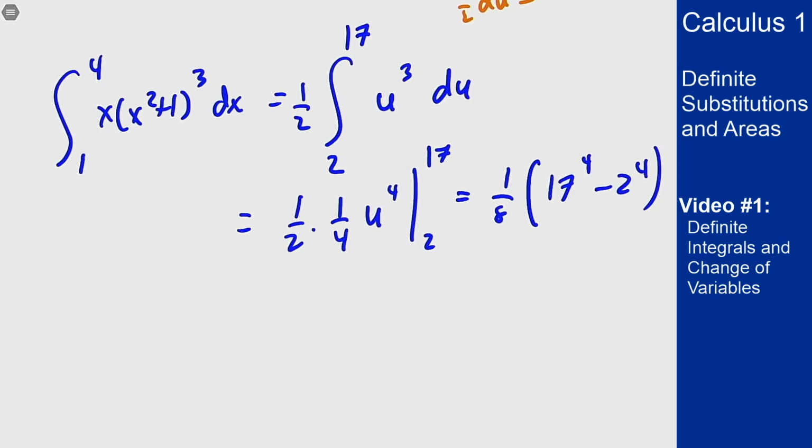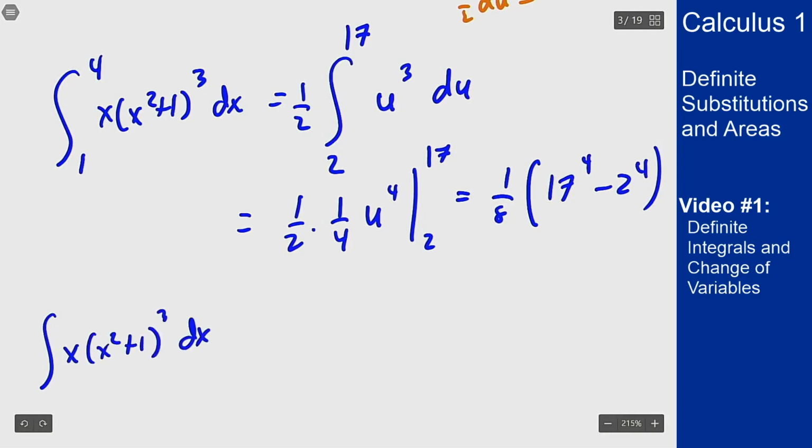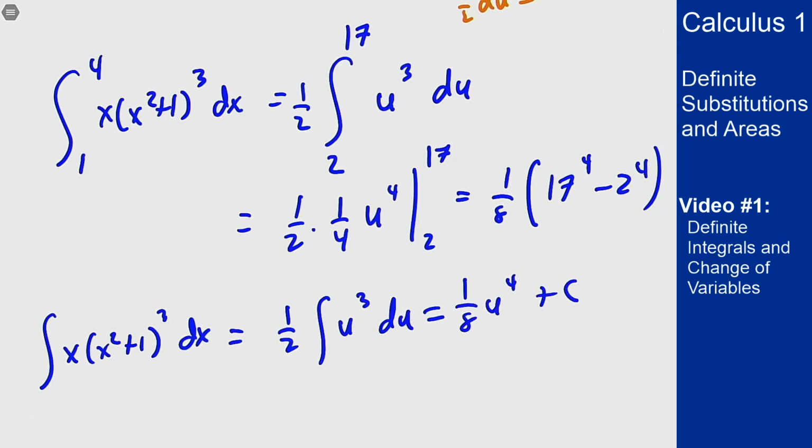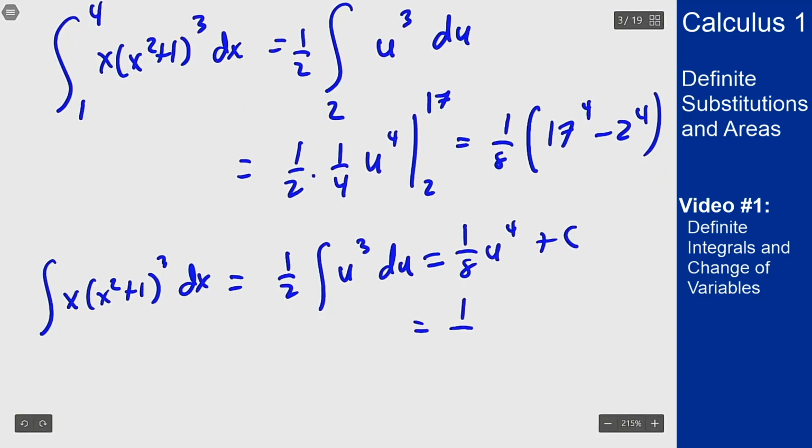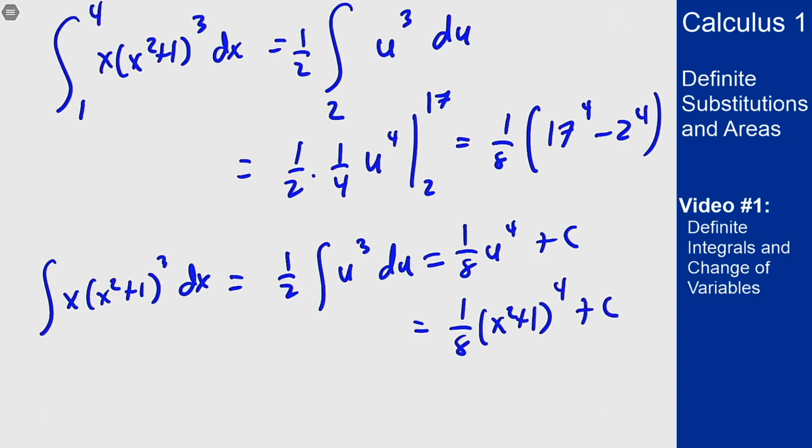To do that, I would just ignore the limits, do my same substitution to get 1/2 integral of u to the 3rd du, integrate to a 1/2 times 1/4, or a 1/8 u to the 4th, plus c, and then convert back to x using the fact that u is x squared plus 1. So I would get 1/8 (x squared plus 1) to the 4th plus c. Now I can plug in my x bounds of 1 and 4 and see what I get.